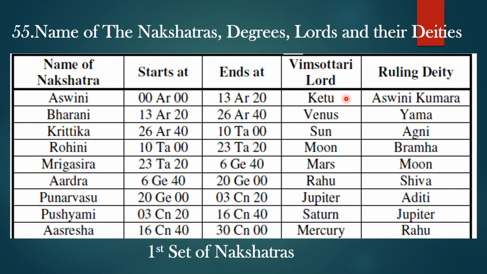If you want to fix the muhurta, for example, I want to go towards war. In this chart, which one will you choose? Look at the ruling deity. I want to go for war. Which deity will I take? Shiva. Shiva, okay. Agni. Agni, okay.